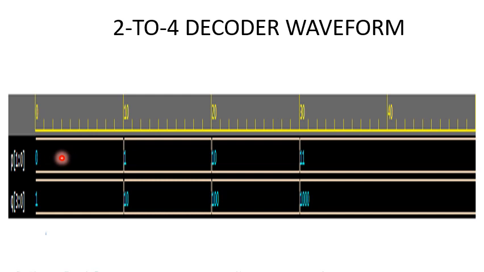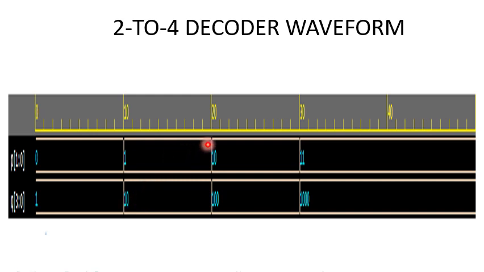So here in the stimulus block I have given at time t equal to 0, the input P is 0, 0. So for that the decoder output will be 0, 0, 0, 1. So it is 1. Next at hash 10, that is after 10 time units, I have changed the input to 0, 1. So that time the output y of 1, that is q of 1, will be 1. So it is 0, 0, 1, 0. It is nothing but 1, 0.